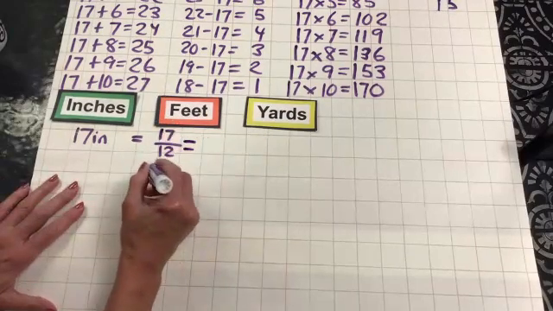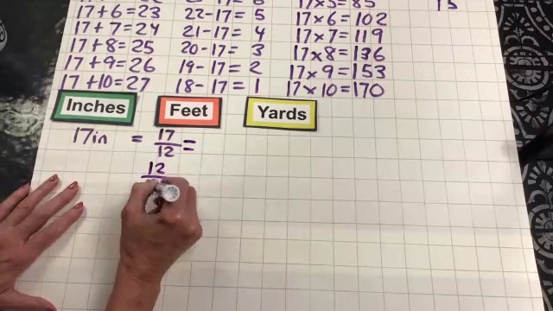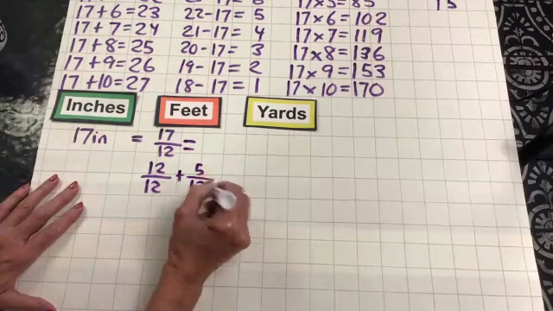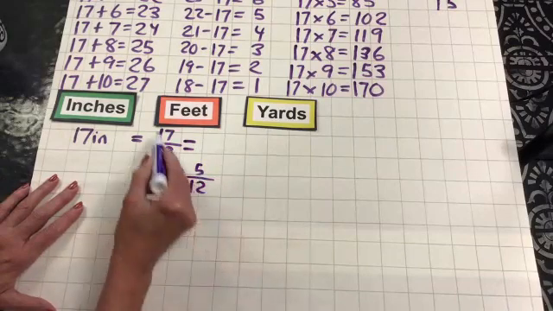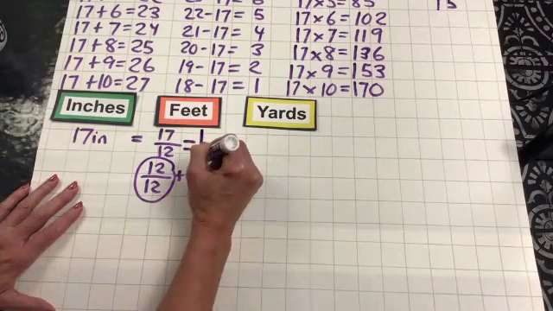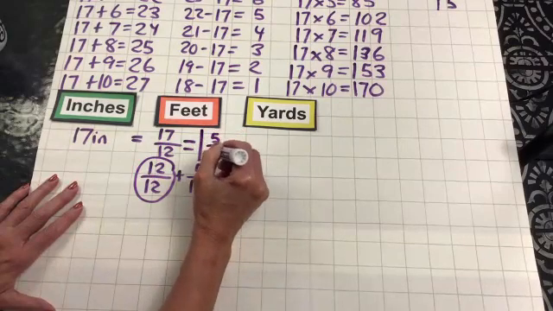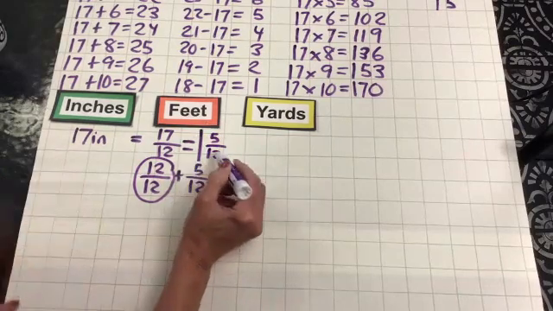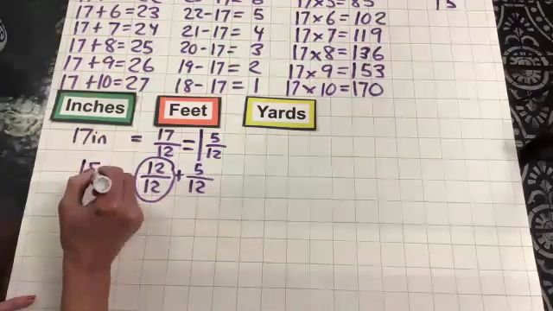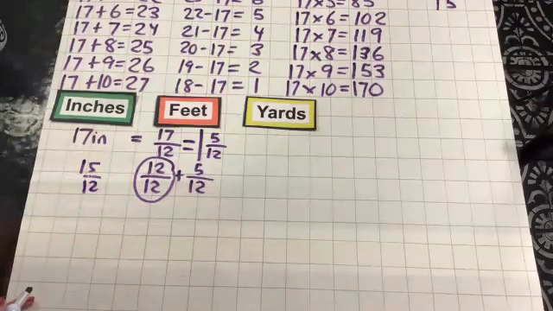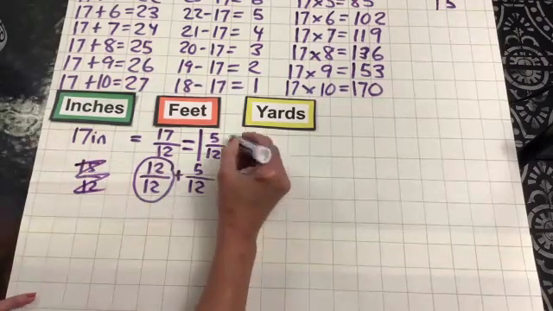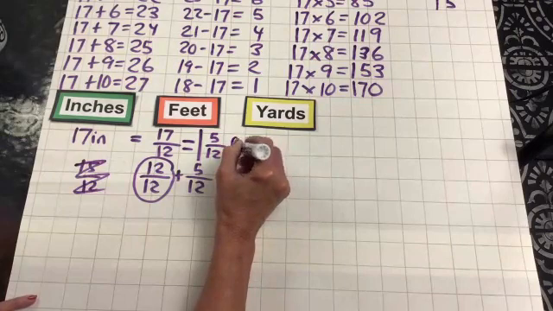So let's drop down and we're going to write 12 over 12. We'll take 12 away from the 17. That would leave 5. So 12 plus 5 is 17. So we have 1 whole foot and 5/12. So that would be 1 whole and 5/12. Remember, your whole number should be as big as your fraction, because if I wrote it out like this, it might be confusing. So we want to make sure we're writing it out so that it can be read. So that would be 1 and 5/12 feet.